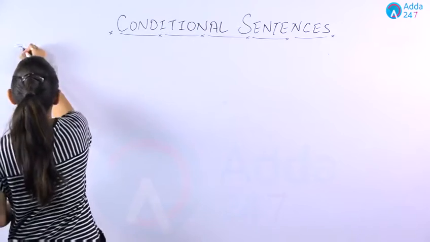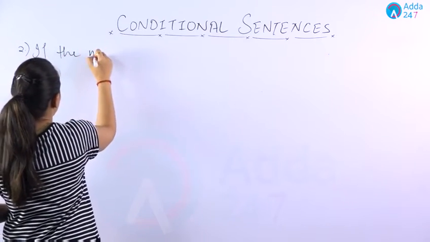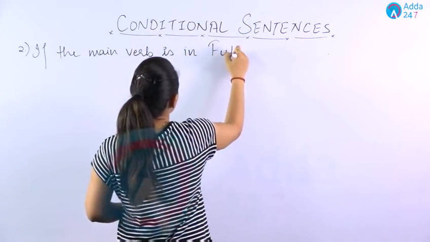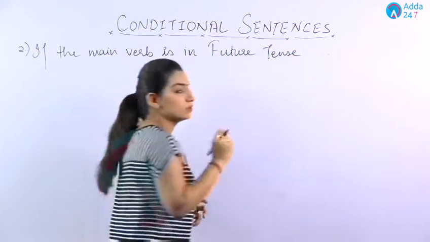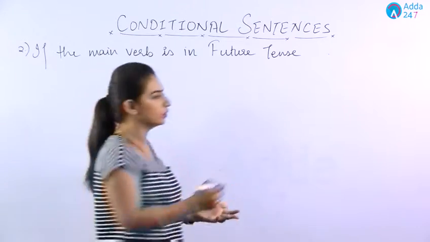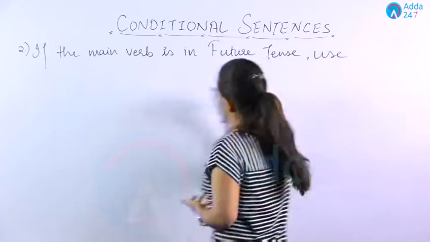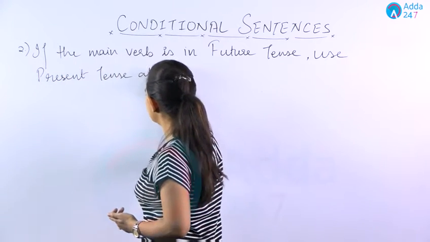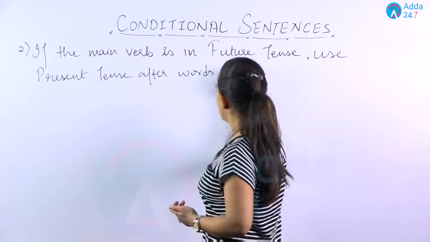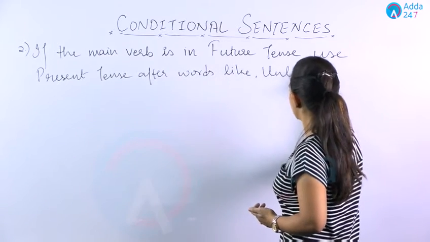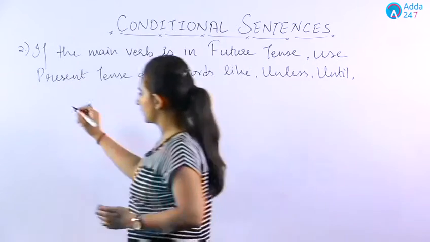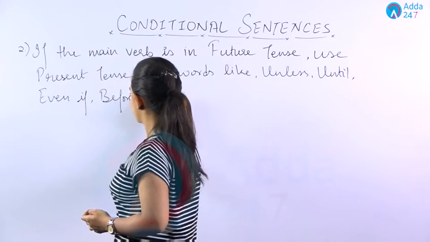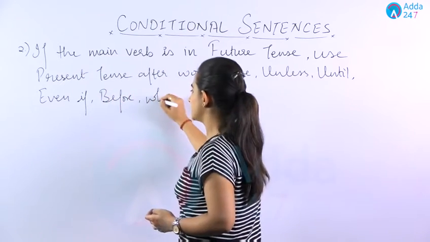Now your second rule says, if the main verb is in future tense. If the main verb of the sentence is in future tense, what you need to do? Use present tense after words like unless, until, even if, before, etc. or rather I can add when as well here.